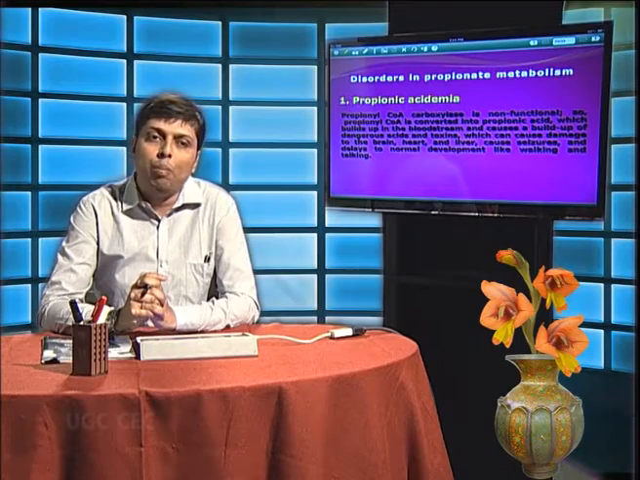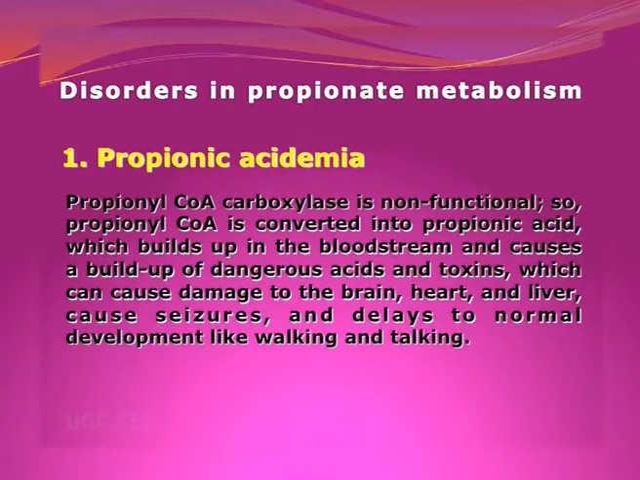Now coming to a few disorders of propionate metabolism. The first one is called propionic acidemia. This disorder happens due to a deficiency in the enzyme propionyl-CoA carboxylase. Since this enzyme is non-functional in these patients, there is an accumulation of toxic acids and various other toxins in our brain, heart, and liver that may lead to seizures, as also a delay or improper walking and talking functions.